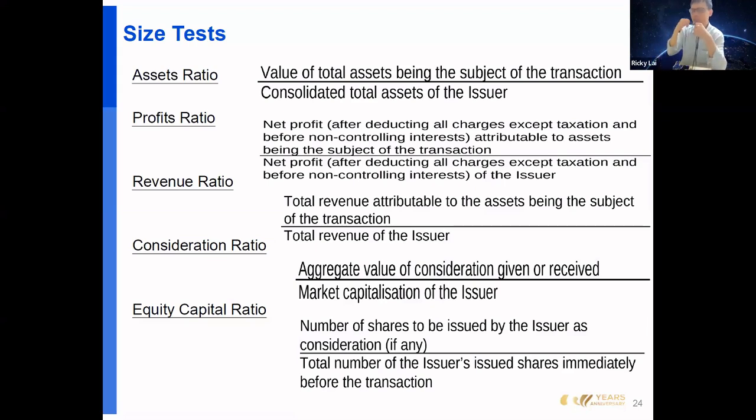Look at the profit ratio and revenue ratio. Please refer to the annual accounts regarding the profit of the company, and also compare with the profit attributable to the asset being the subject of the transaction. And for the consideration ratio, interestingly, the regulator applies the market capitalization of the listed company, so we should take a look at the sales and purchase agreement on the consideration.